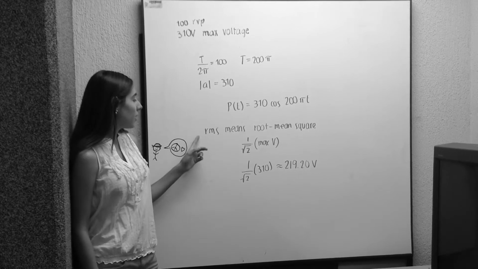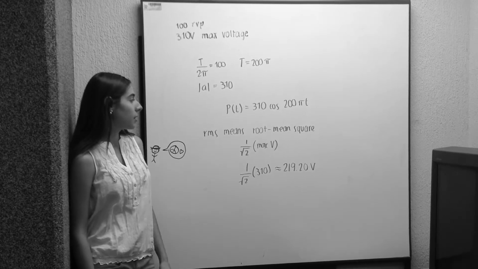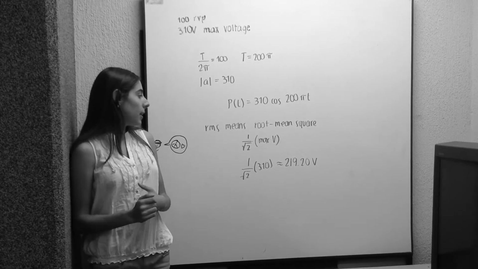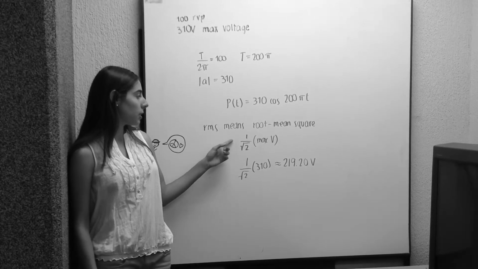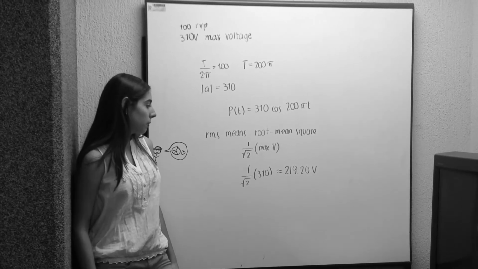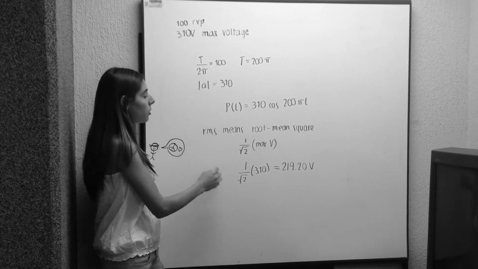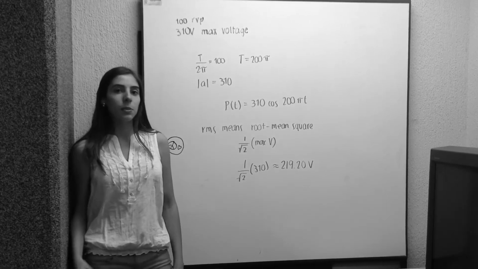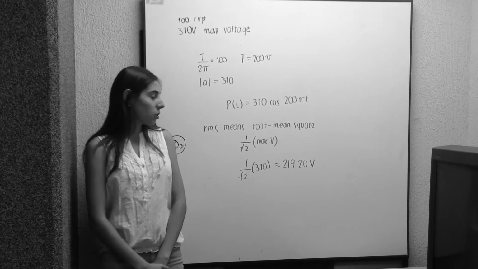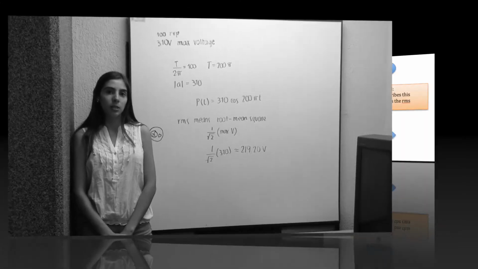And the RMS, which means root mean square, is the maximum voltage times 1 over the square root of 2. In this case, the maximum voltage is 310, times 1 over the square root of 2, which is going to give us approximately 219.20 volts.